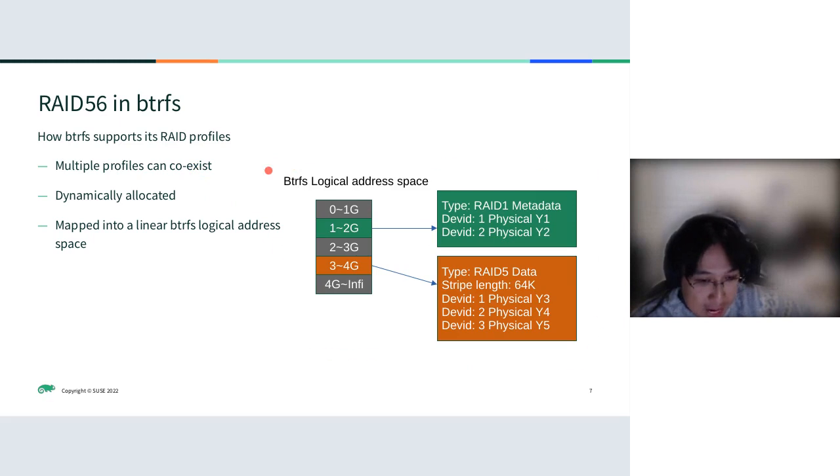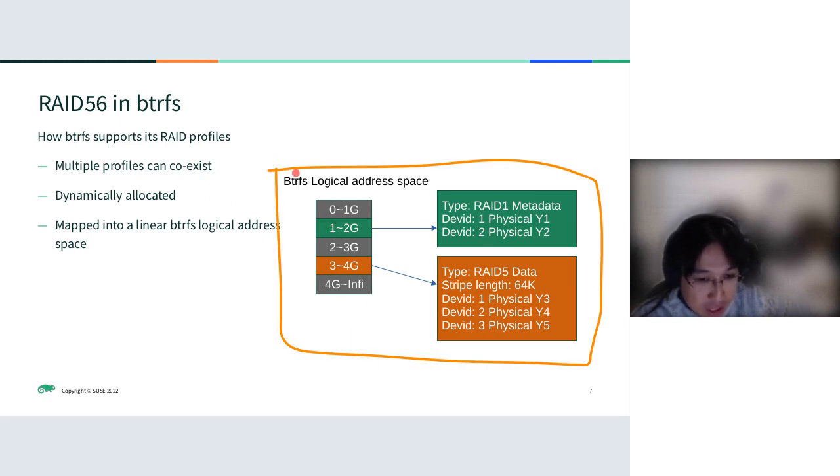There is a Btrfs that has some space allocated. Firstly, Btrfs has a unified logical address space. Every read-write mostly happens to this address space. But for this address space, some ranges are allocated and some are not. For example, for 1 to 2 gig, there is an allocated RAID 1 chunk, and its profile is metadata. And if you go to check more details, it will tell you on which device this RAID 1 metadata chunk is at which physical location of each device.